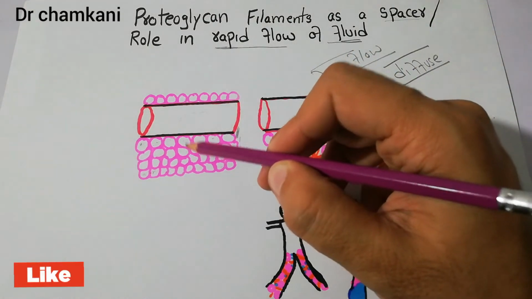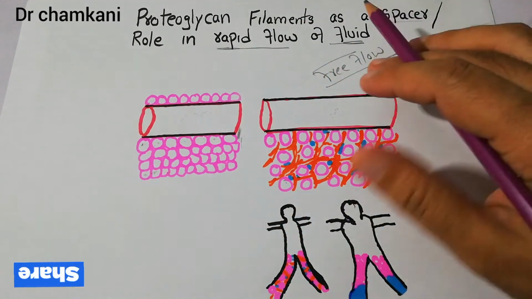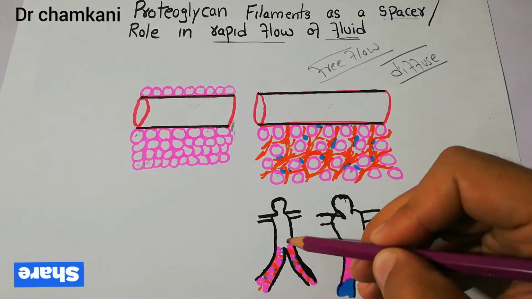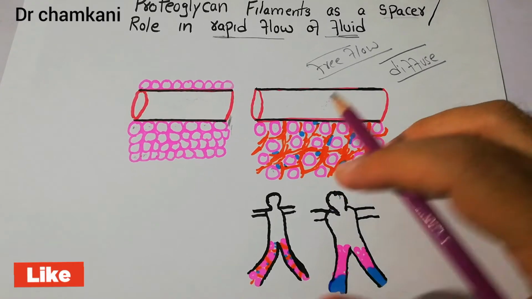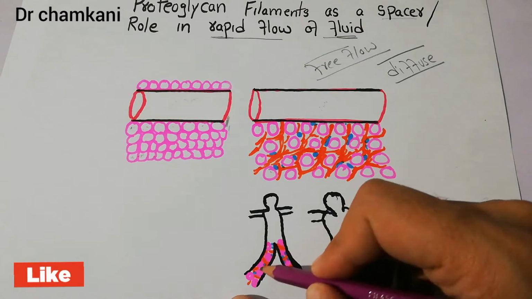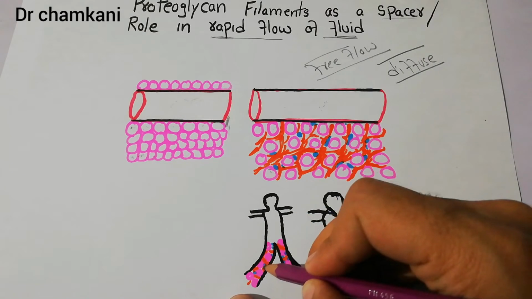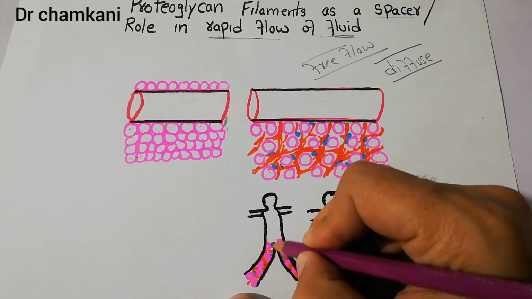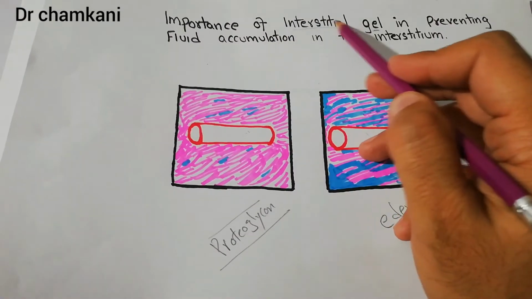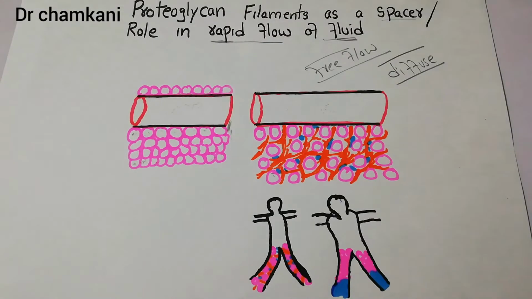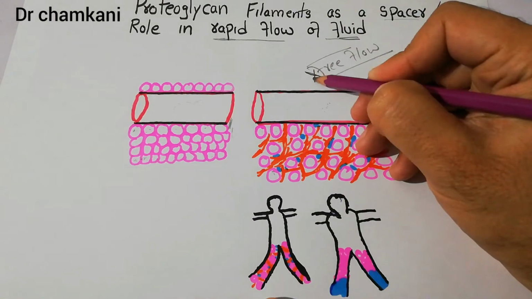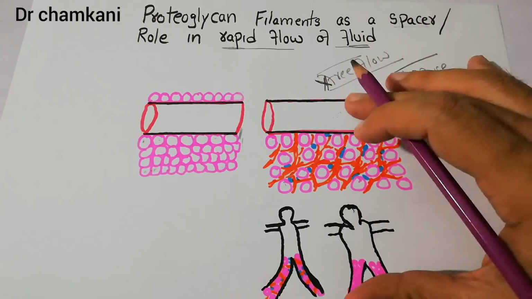If there were no proteoglycan filaments, then what would happen if a person stood up? Now, for example, we consider the cells and all the tissues in the legs of this person with proteoglycans. Suppose proteoglycans are present. If this person is standing, still the fluid present in the interstitium is loculated because the interstitium is in the gel form. And due to the proteoglycan filaments, the fluid cannot move freely. It is not allowing the free flow of the fluid. So the tissues remain intact.